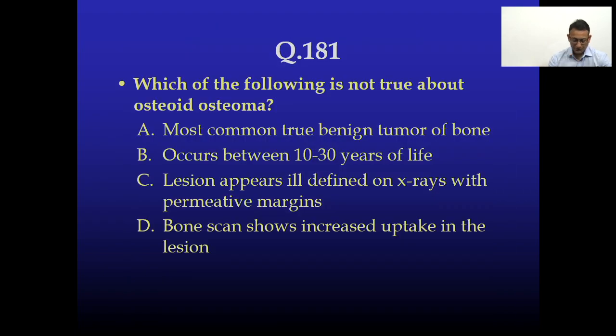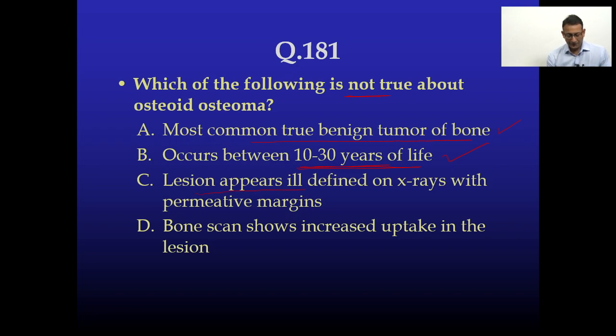Okay. So the question number 181, which of the following is not true about osteoid osteoma? So this is the most common true benign tumor of the bone. Yes, this is the true benign tumor, because osteochondroma is not a tumor, this is basically a growth aberration. So osteoid osteoma is the true benign tumor of the bone. It occurs between 10 to 30 years of life. Yes, we can say that usually happens in this age.